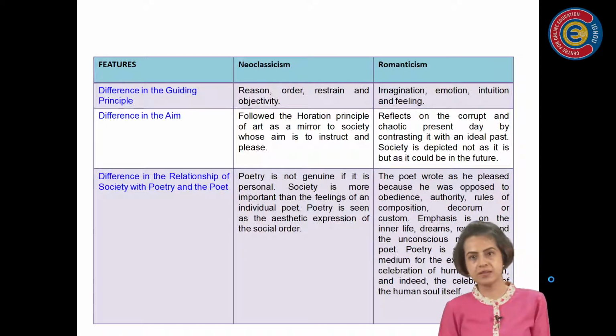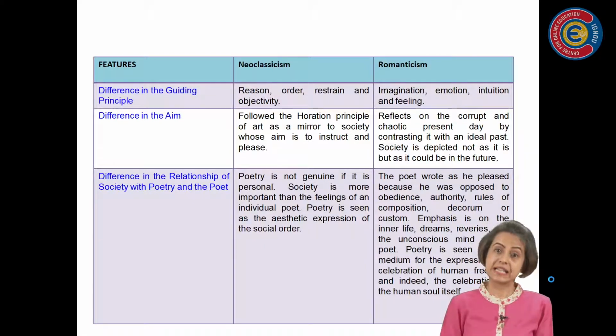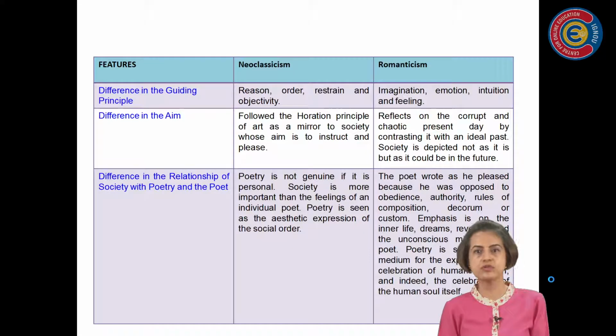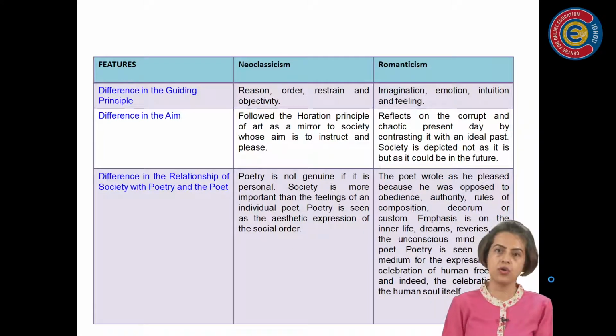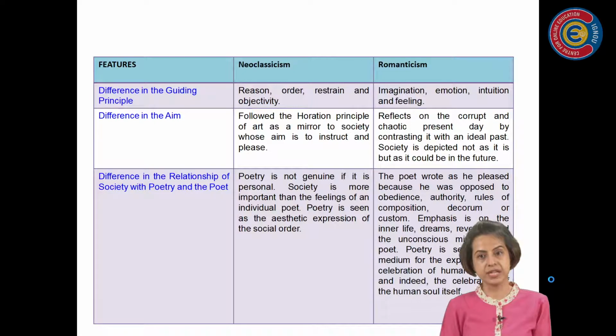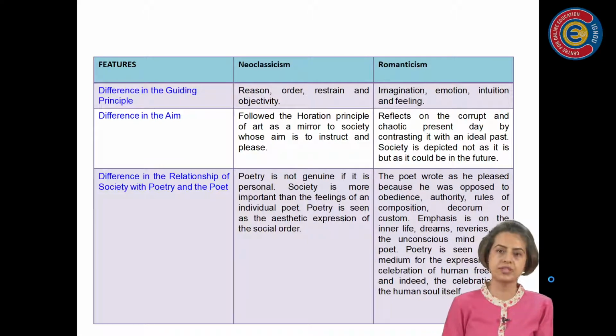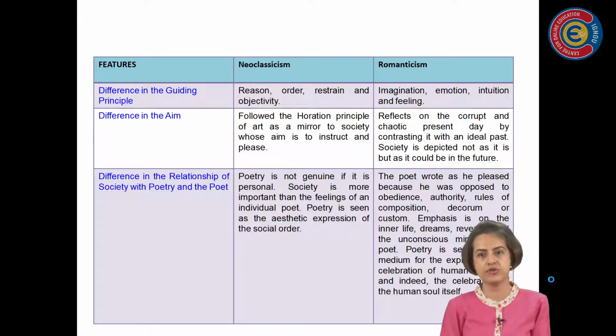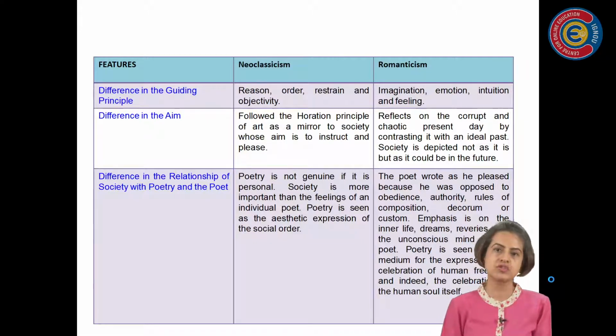Now, for the Romantic poet, he wrote as he pleased because he was opposed to obedience, authority, rules of composition, decorum, or custom. Emphasis was on the inner life, dreams, reveries, and the unconscious mind of the poet. Poetry was seen as the medium for the expression and celebration of human freedom, and indeed the celebration of the human soul itself.